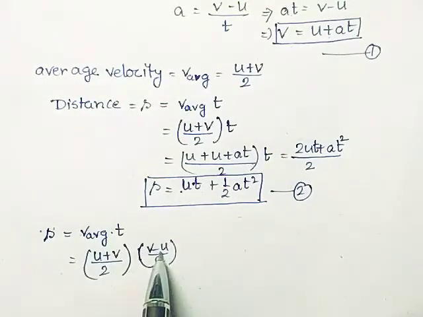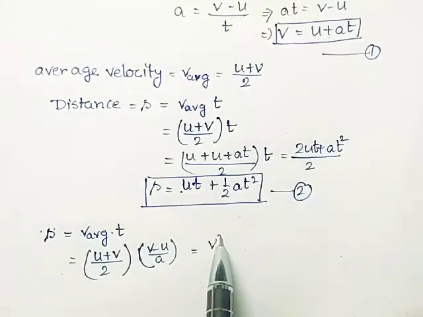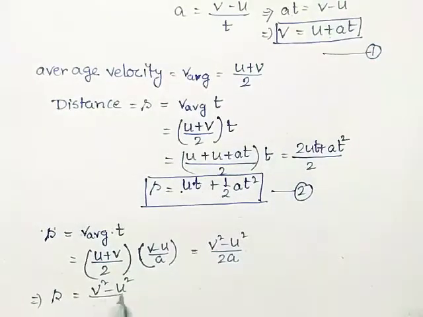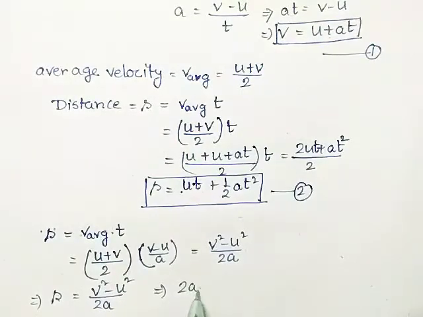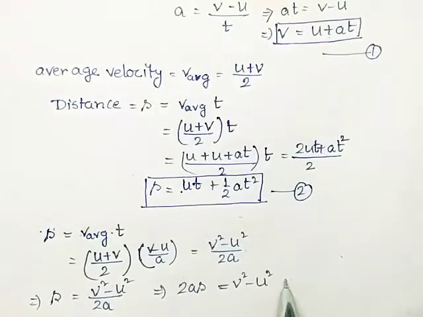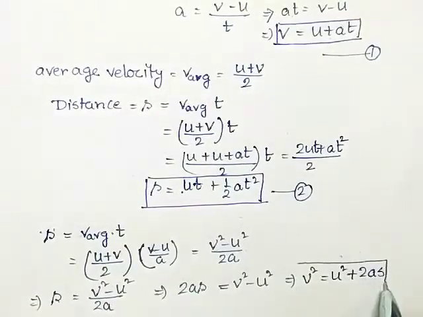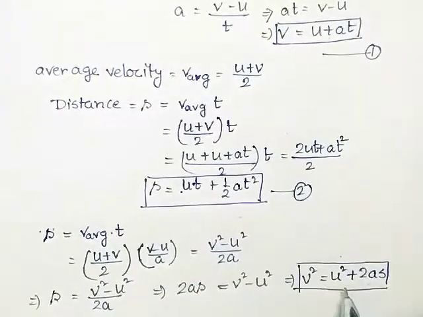So it is the (a + b)(a − b) formula. So it will be (v² − u²)/2a. So this can be written as s = (v² − u²)/2a, and it will be 2as = v² − u². So it will be v² = u² + 2as. So this is the third equation of motion, relating another four dynamical variables.